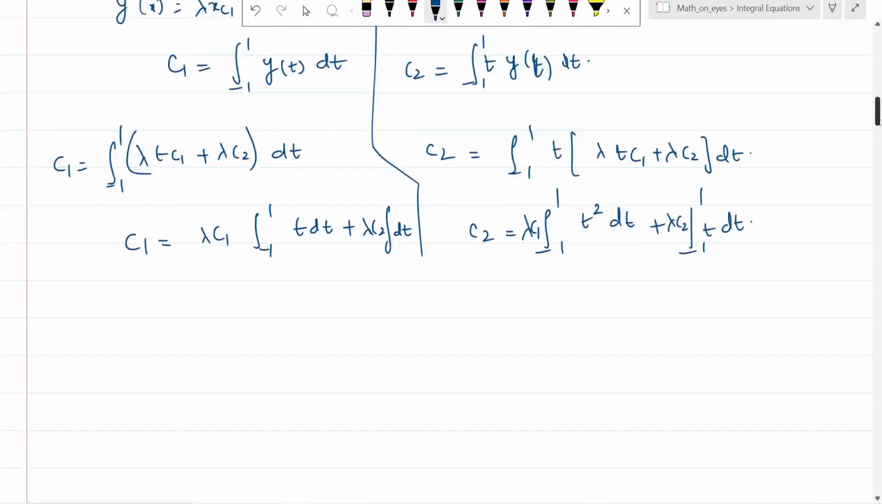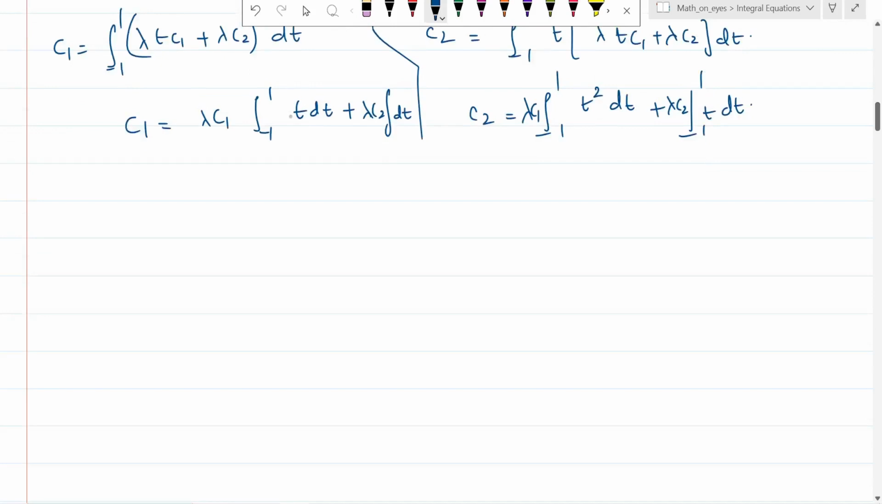Now, integral from minus a to a of f of x dx, if f of x is an odd function, then it will be equal to 0, right? So this part will be equal to 0, since t is an odd function and the limits are from minus a to a, minus 1 to 1. So we get the first part to be 0. So we find lambda c2 into the integral of 1 dt from minus 1 to 1.